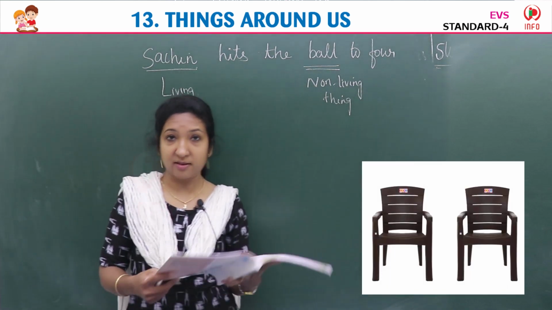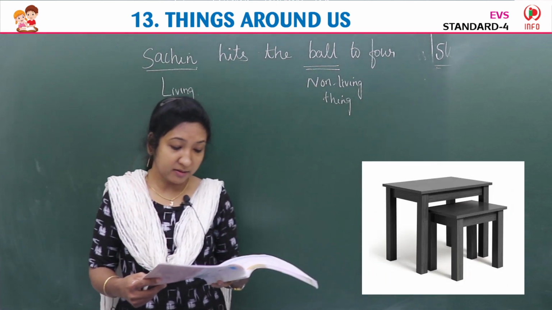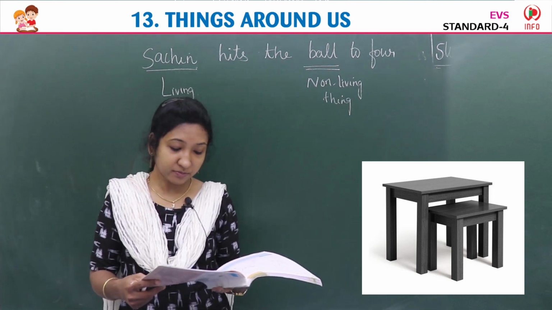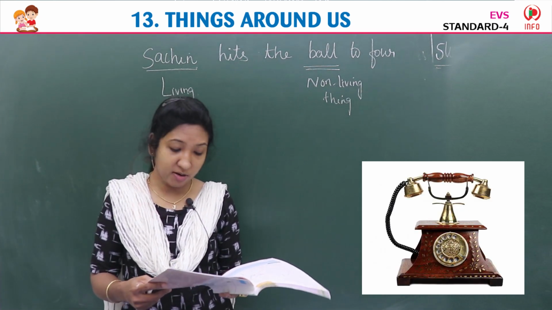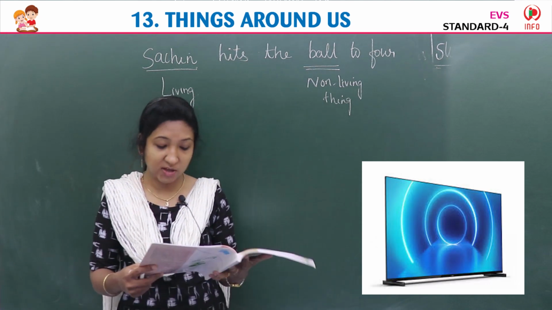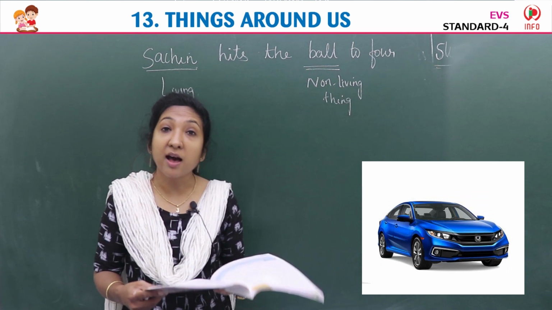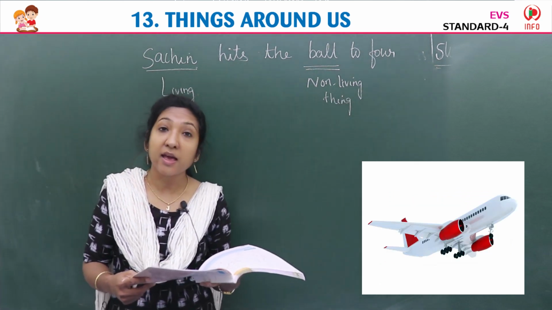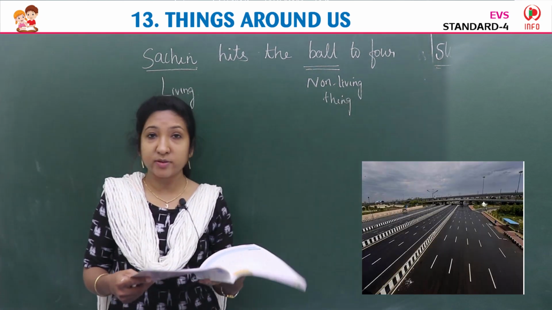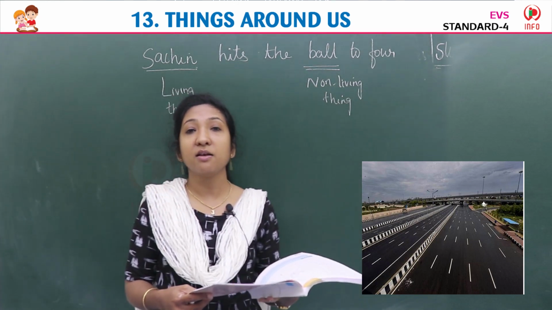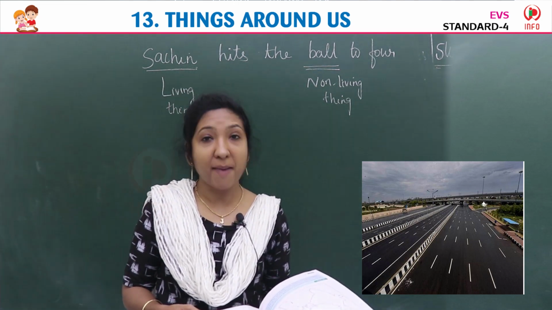Example, chair, then table, then telephone, television, radio, car, aeroplane, roads, etc. These are the things that are made by man.